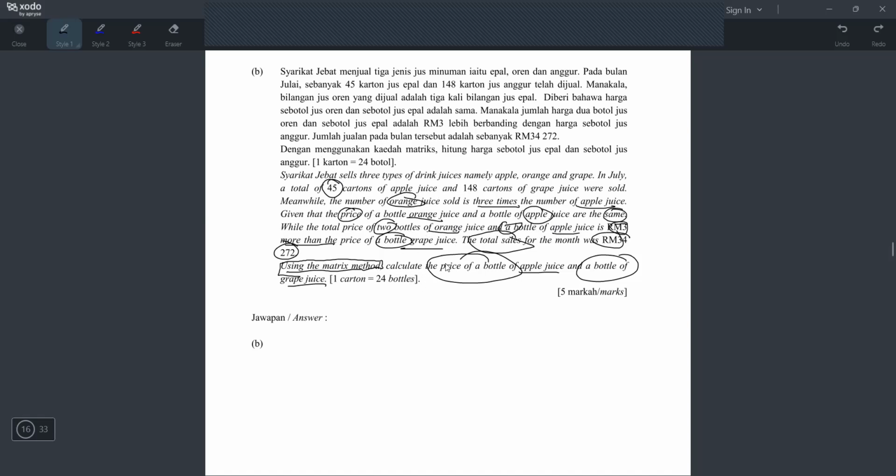So, what they want to find? Price of a bottle of apple juice and price of a bottle of grape juice, right? Yang tu lah yang you kena jadikan dia XY. So, straight away look at your final baris and let X be your final answer. So, price of a bottle, it means 1 bottle, a bottle of apple juice. Okay, and then let Y be the price of a bottle of grape juice.